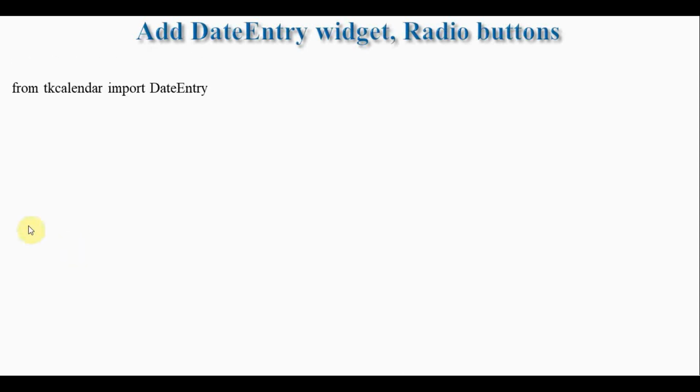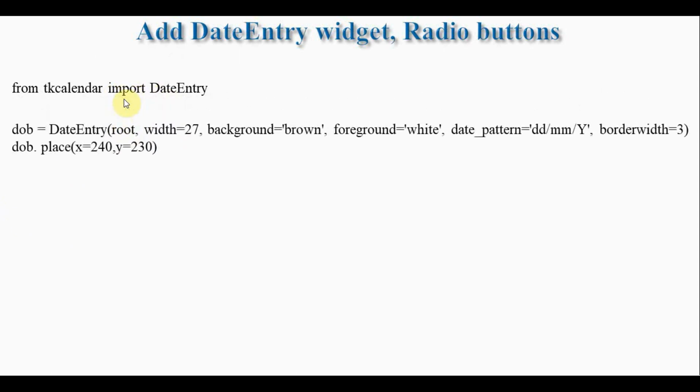For the date entry widget, we have to import DateEntry from tkcalendar, and we are calling the method DateEntry, passing root, and I am setting the width. This is the calendar which will be opening up as a drop down menu. The background color will be brown and the foreground color will be white.